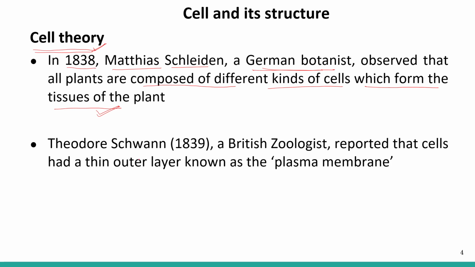Theodor Schwann, on the other hand, was a British zoologist. He reported that the cells had a thin outer layer known as the plasma membrane, right? Schwann was studying the animal cell and Schleiden was studying the plant cell, right?